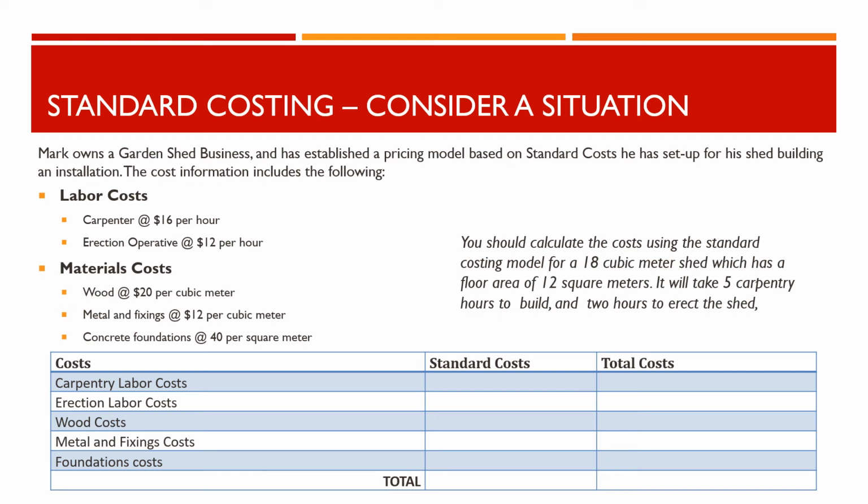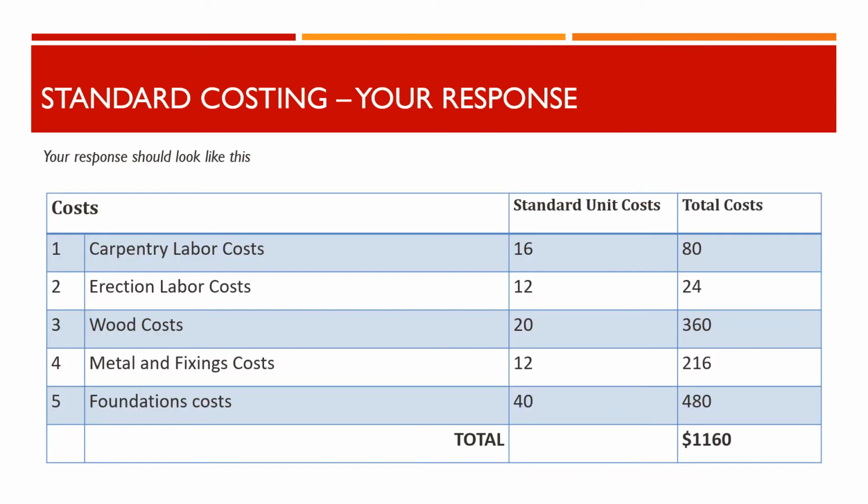Using this information, you have to calculate the costs using the standard costing model for an 18 cubic meter shed, which has a floor area of 12 square meters. It will take 5 carpentry hours to build the shed, and 2 hours to erect the shed. You can try this activity in your manual. However, go to the next slide to view the correct answers. Using the standard costs in the preceding slide, your response should look like this.